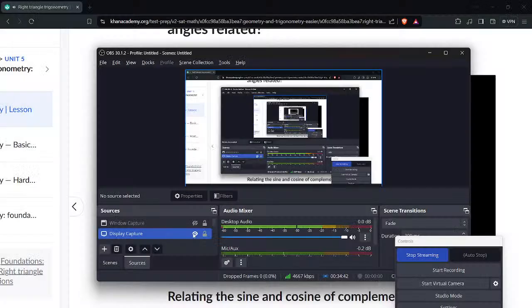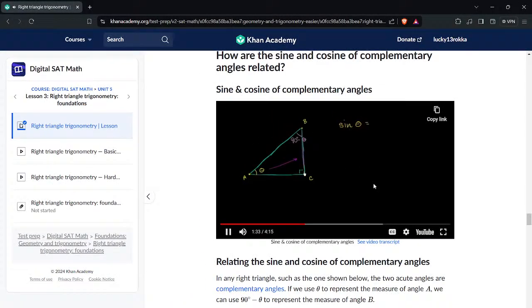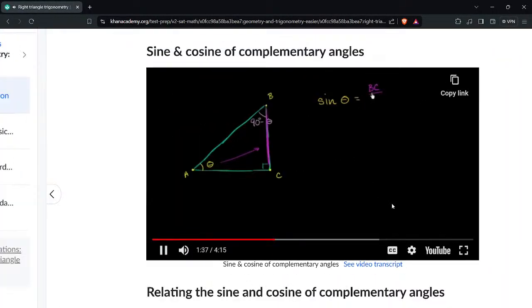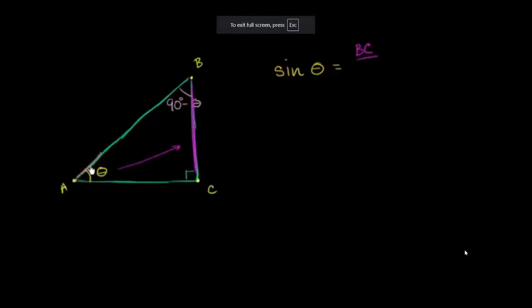Now, why is this interesting? Let's think about what the sine of theta is equal to. Sine is opposite over hypotenuse. The opposite side is BC, so this is the length of BC over the hypotenuse, which is side AB. So the length of BC over the length of AB. Now, what is that ratio if we look at angle B? For angle B, BC is the adjacent side, and AB is the hypotenuse. From angle B's perspective, this is adjacent over hypotenuse.